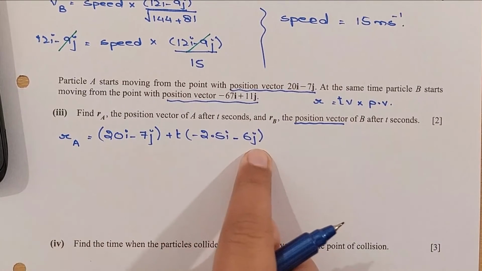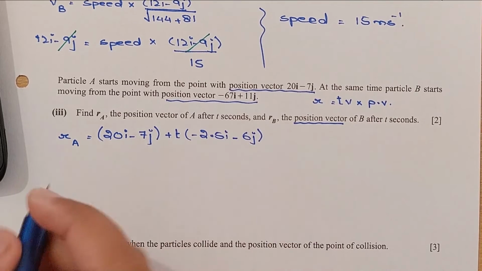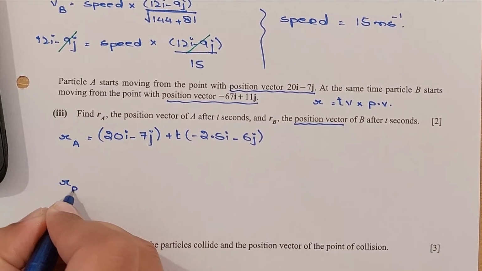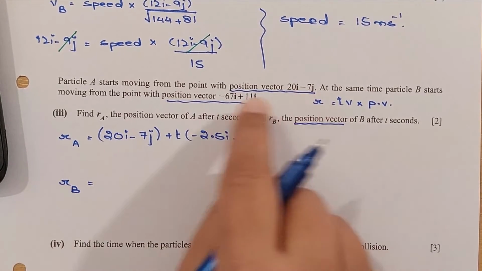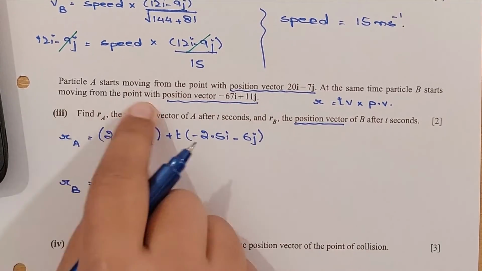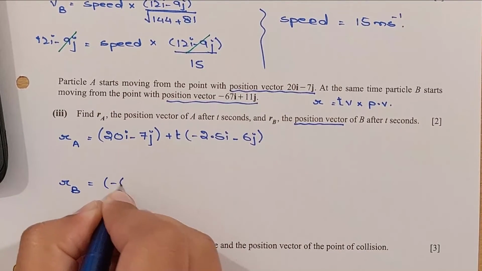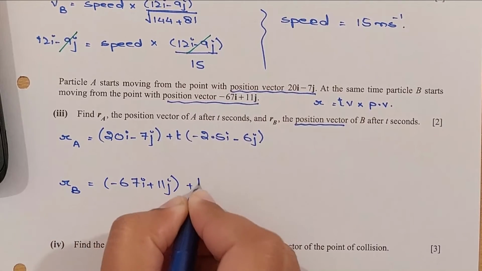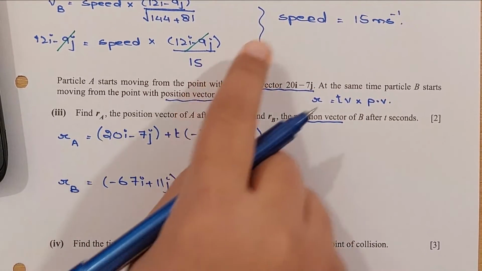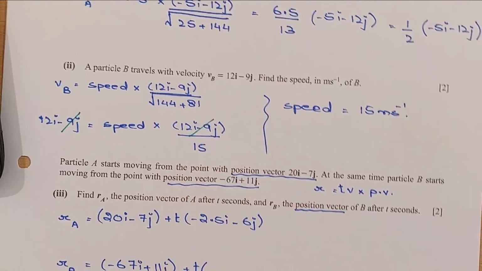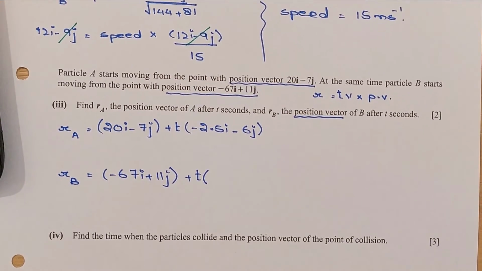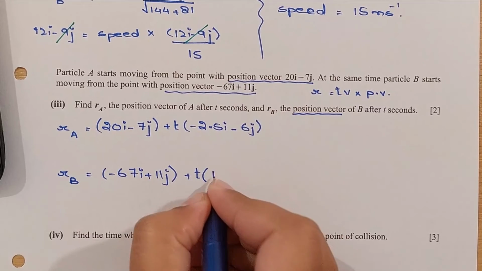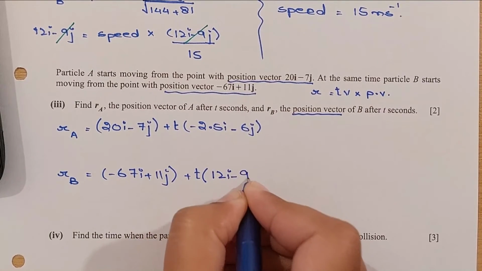So this is the velocity vector of A, and the position vector of B is again the position vector from the point. This is equal to minus 67i plus 11j plus t times the velocity vector of B. The velocity vector of B is given as 12i minus 9j.